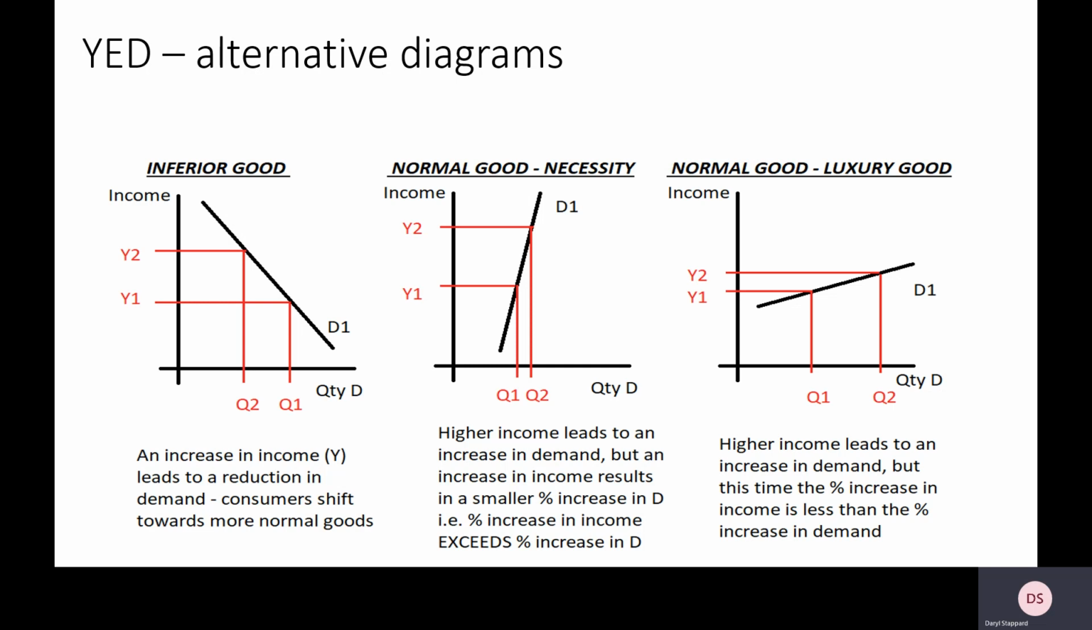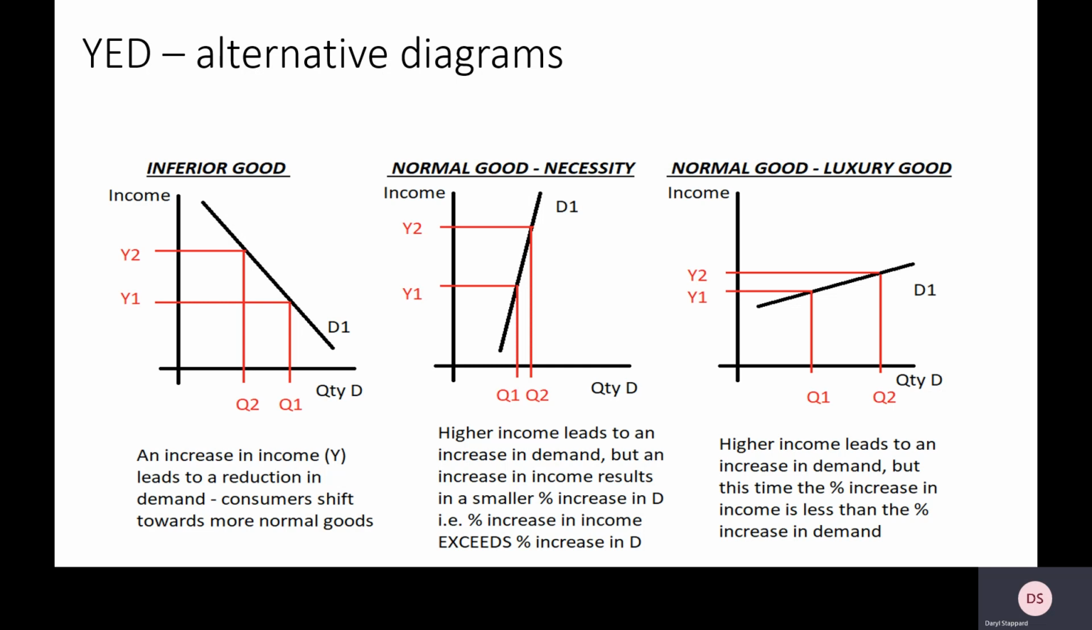For necessity goods, as incomes increase from Y1 to Y2, there will only be a small increase in demand. So the change in income is more significant than the change in demand. And this is for the reason we said before. Necessities, you generally buy them anyway. These are the things that you prioritize. If you earn a bit more money, you might buy a small amount extra of normal goods. So the percentage change in income would exceed the percentage change in demand.